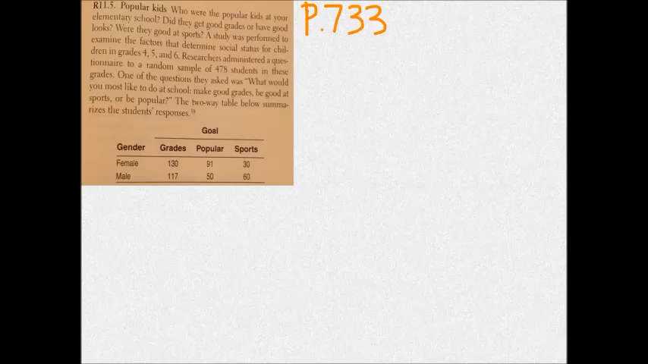One of the questions they asked: what would you most like to do at school? Make good grades, be good at sports, or be popular? The two-way table below summarizes the students' responses. So, to complete a 4-step process problem, remember that the first step is state, which I'm sure you know by now. So, in our state section, we have to develop our null and alternative hypotheses.